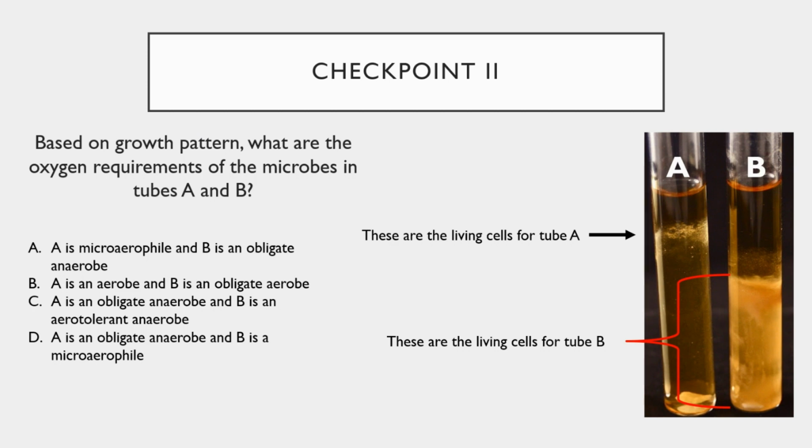Checkpoint 2. Based on the growth pattern, what are the oxygen requirements of the microbes in tubes A and B? And I want you to note here that in tube A, the living cells are in kind of the middle of the tube, not at the top, not at the bottom. What you see at the bottom there, ignore that. Those are just dead cells. And for tube B, the living cells are really in the lower part of the tube. They got a little bit mixed up, but just assume they're in the lower part of the tube here for this question.